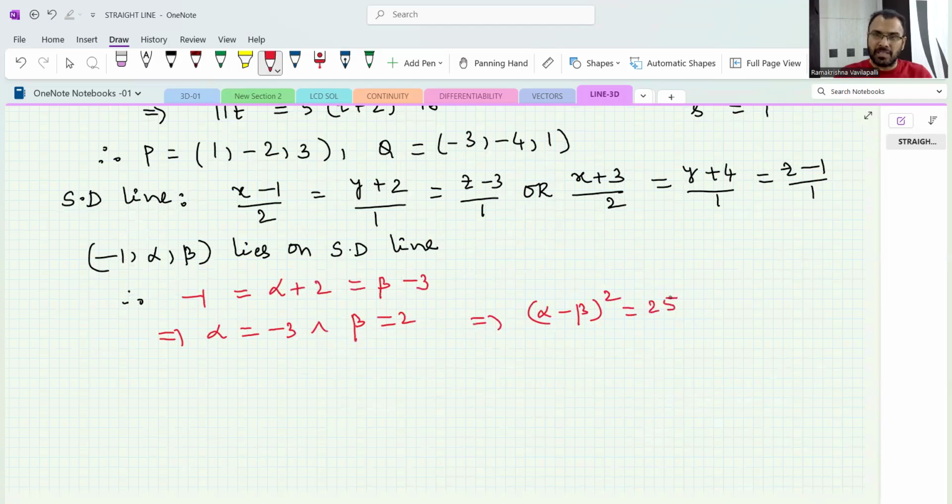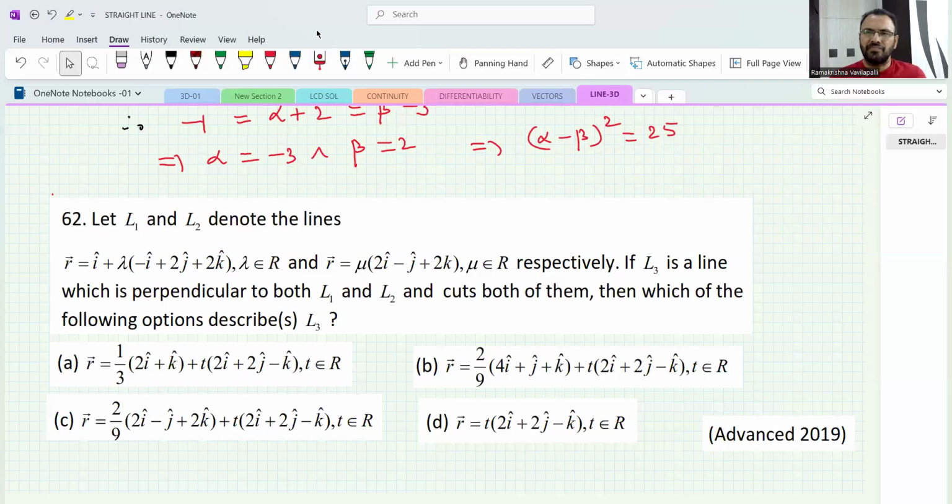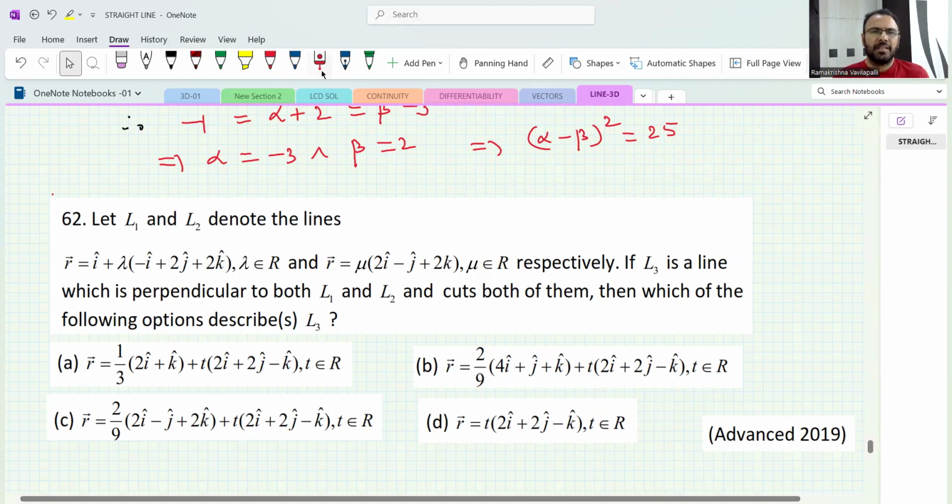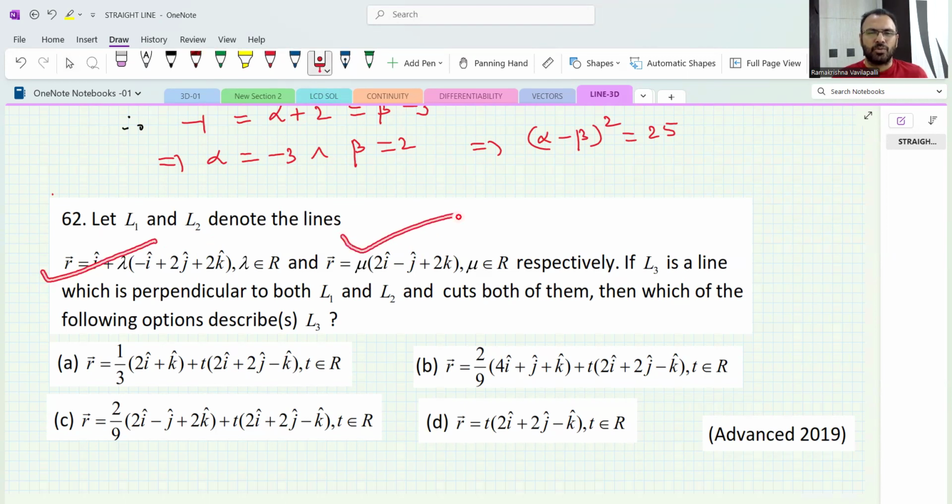You don't believe? There is a question of SD line in JEE Advanced 2020. If you want, I'll put here that question, but I won't solve. You proceed as it is. It is Advanced 2019, not 20. So here they have given line 1, and this is line 2, respectively. L3 is a line which is perpendicular to both L1 and L2, cuts both of them. The meaning of this statement is nothing but L3 is the shortest distance line. This L3 is the SD line.